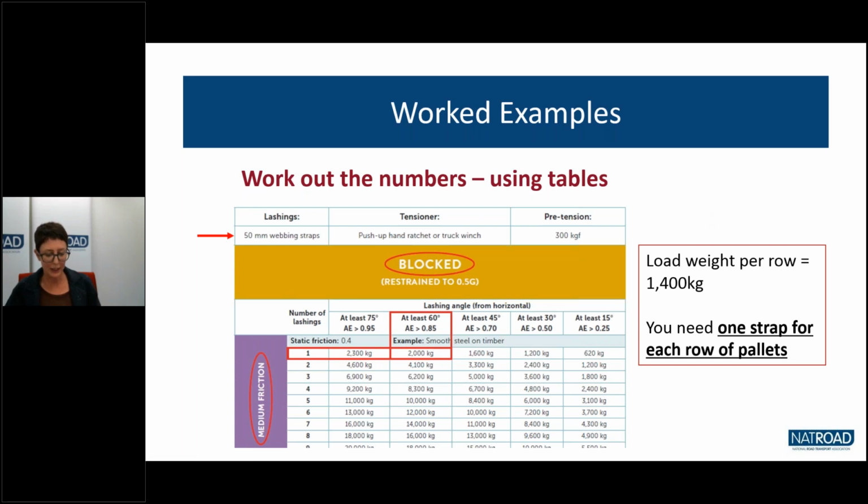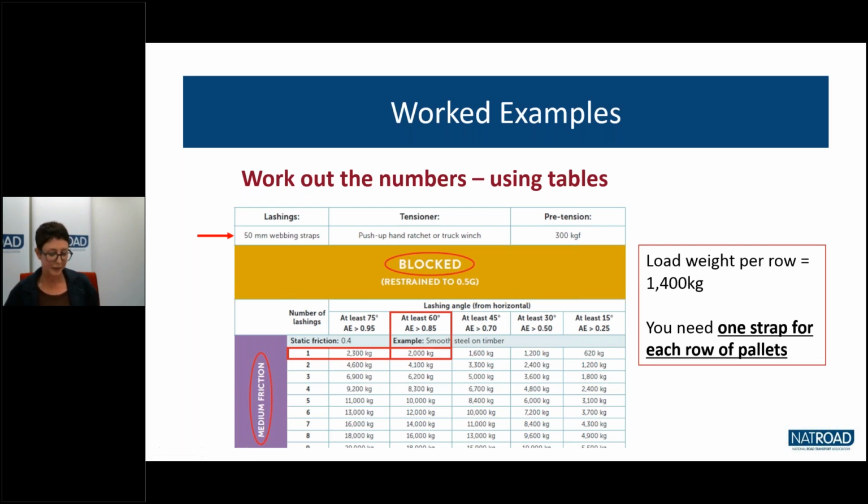From this table, you can see that when the load is blocked, which is circled at the top there, and when the friction level is medium, which is on the side of the table, one strap can restrain 2,000 kilos. That's when the lashing angle is greater than 60 degrees. As our pallet rows in this example weigh 1,400 kilos, you'll need one strap for each row of pallets. So that's basically it for working out the numbers for the tie-down restraint.